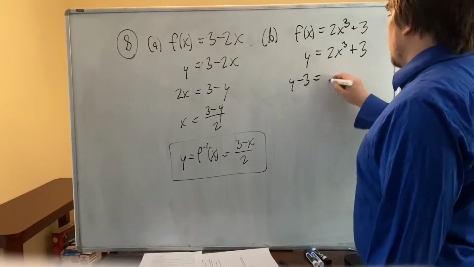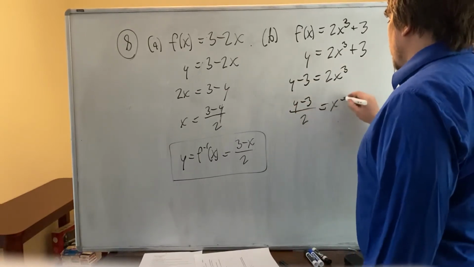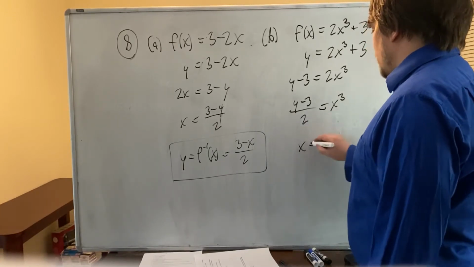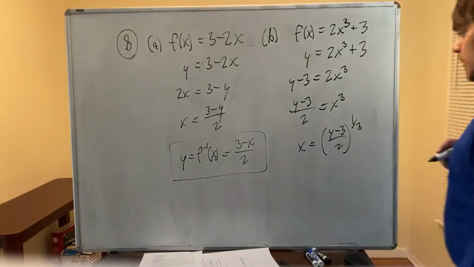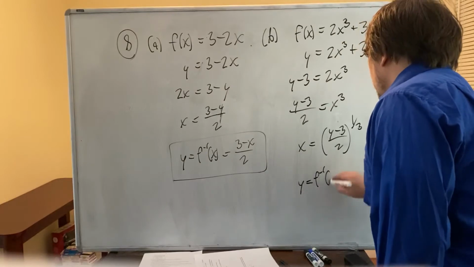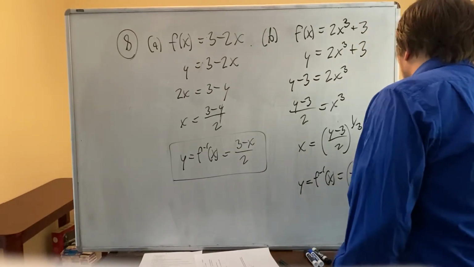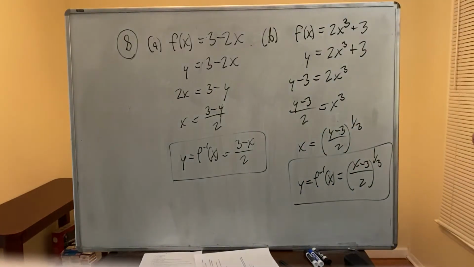Y minus 3 is equal to 2x cubed. Y minus 3 over 2 is equal to x cubed. Take the cube root of both sides. X is equal to y minus 3 over 2 to the 1/3. Switch x and y. Y, which is f inverse of x, is equal to x minus 3 over 2 to the 1/3. That is f inverse of x for part B.